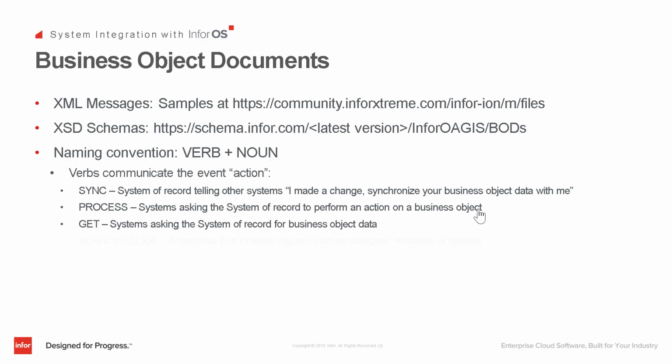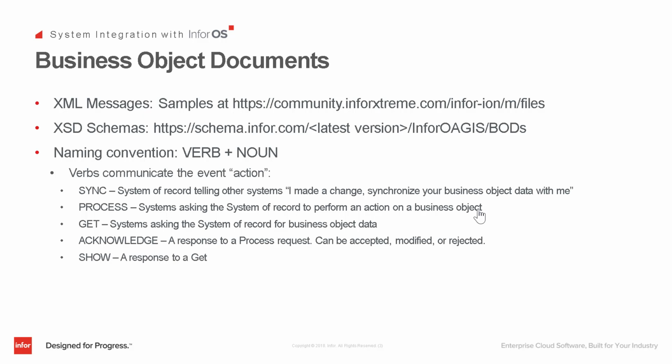It's like a query. An acknowledge verb is a response to a process request. So a system asks the system of record to perform an action, and now the system of record is sending an acknowledge response back saying, yes, I accept your request, or I modified it, or I rejected it. And a show verb is simply a response to the get, meaning you asked for some data and I'm sending it back to you.